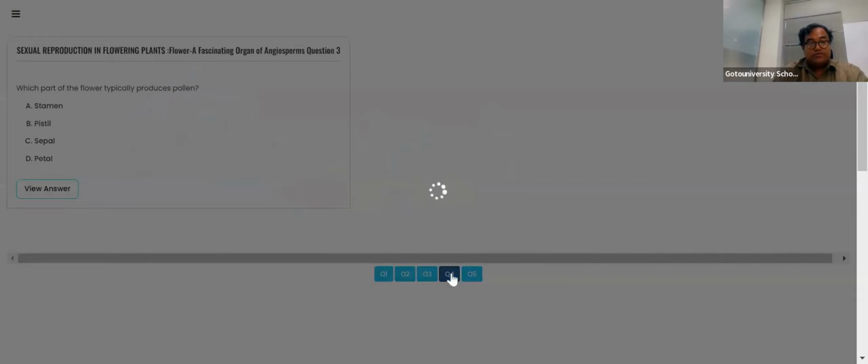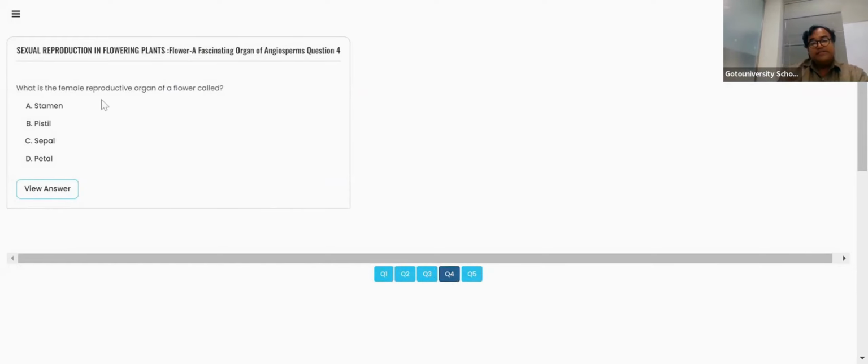Now we are coming to question number 4. What is the female reproductive organ of a flower called? Instead of saying the answer, pistil, sometimes they'll give carpel, sometimes they will say the word gynoecium. So in biology, the issue is that for one term, they will use so many technical terms. We should be very careful. That we already told you, right?